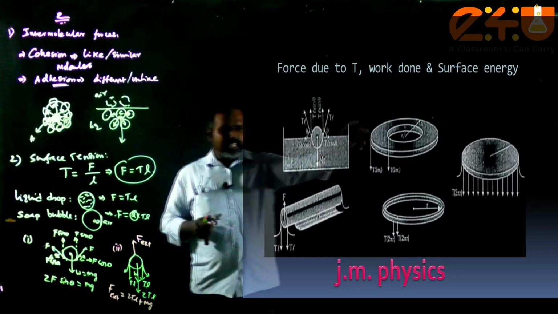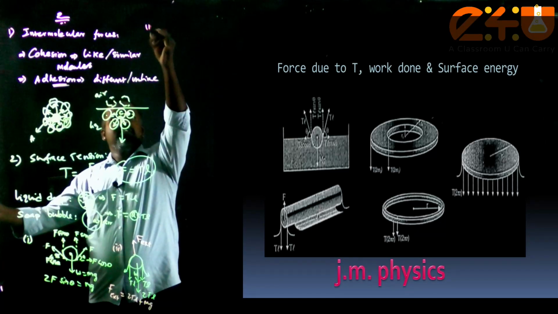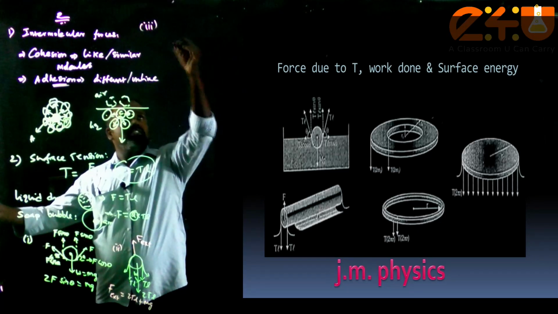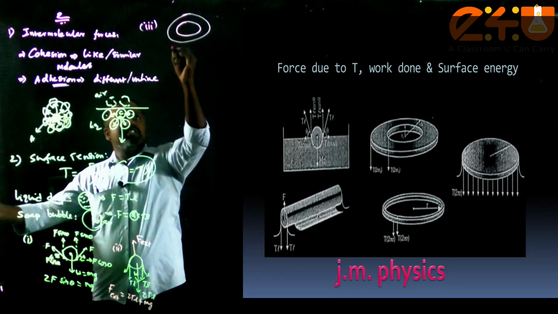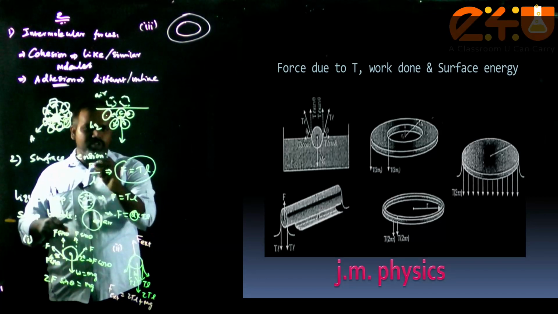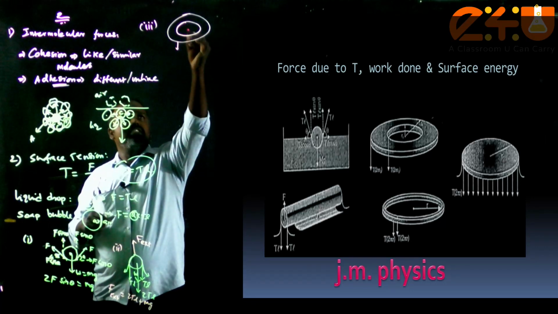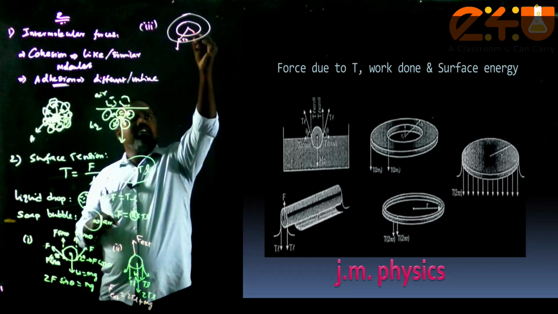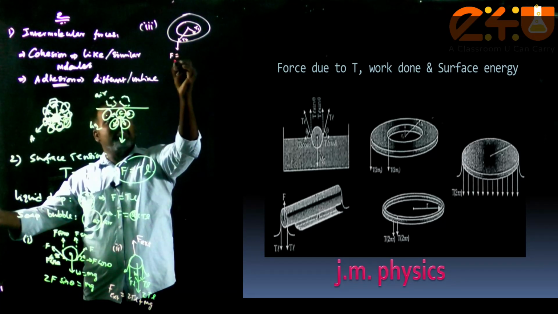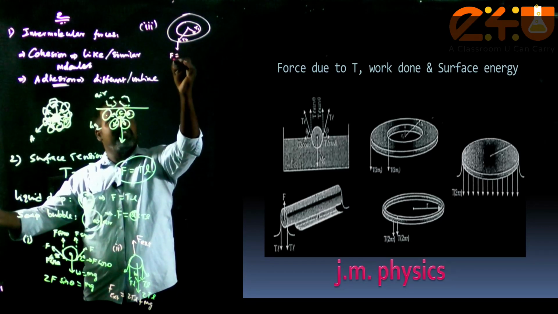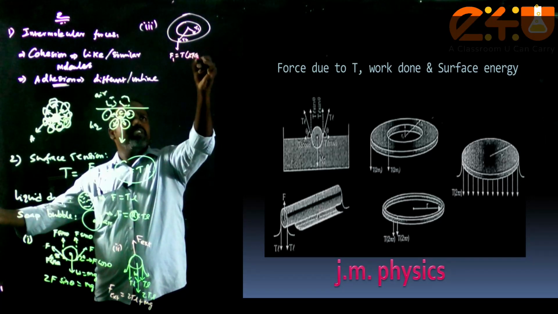Now we come to the third diagram. This is an annular ring which has two free surfaces, that means this is the inner one and this is the outer part. Since surface tension is defined as force per unit length, in the form of a circle that L is replaced by the circumference. Say this is radius R1, R2 for example. So the force F1 is equal to T into L, where L is nothing but 2 pi R1.